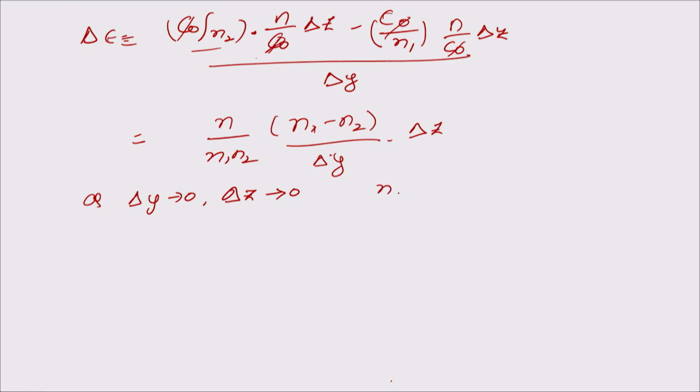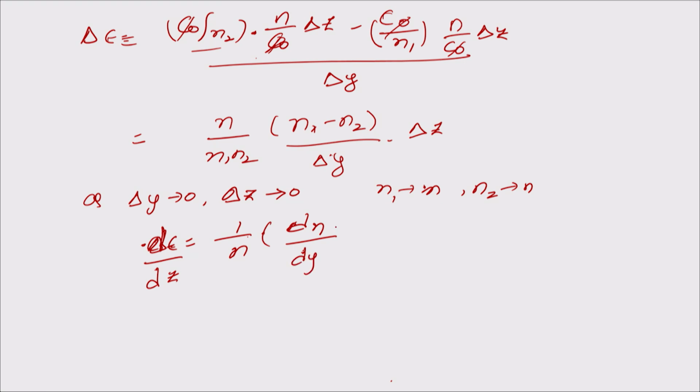That means n1 tends to n and n2 also will tend to n. If you simplify this equation, this simply gives us 1 over n times dn by dy. So this we can also write as d epsilon is dn by dz, or dn by dy.